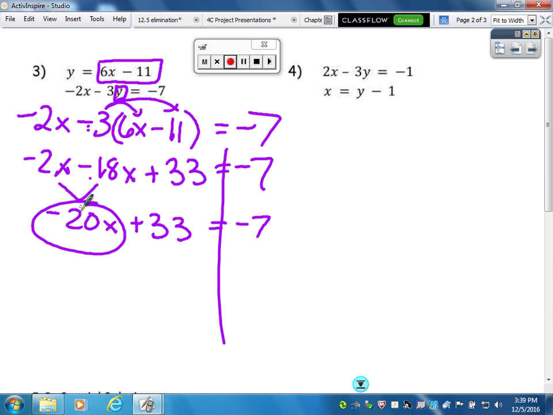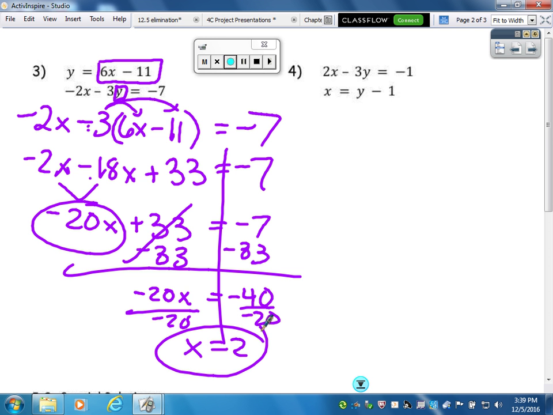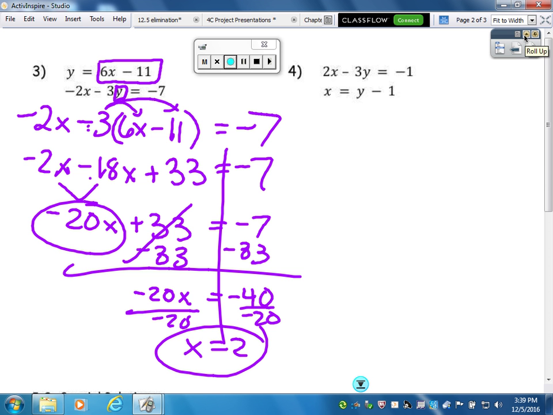Two-step equation, solve for your x by subtracting away your 33. It's gone. So negative 20x is equal to negative 40. Divide by that negative 20, and you've got x equals 2. So at this point, if you're feeling confident enough, go ahead and start working by yourself. If you're not, keep it right here with us.